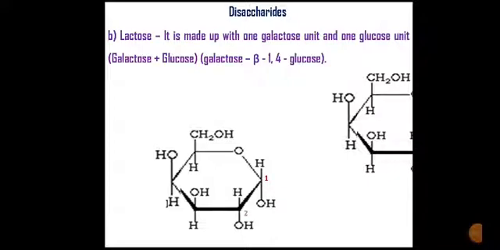Carbon number 1, 2, 3, 4, 5 and 6. This conformation here at carbon number 1 is the alpha conformation. Whenever it is reversed, if it is OH on the other side, then it is called the beta conformation. This is just a revision of what we have already studied, to understand what this beta conformation is.